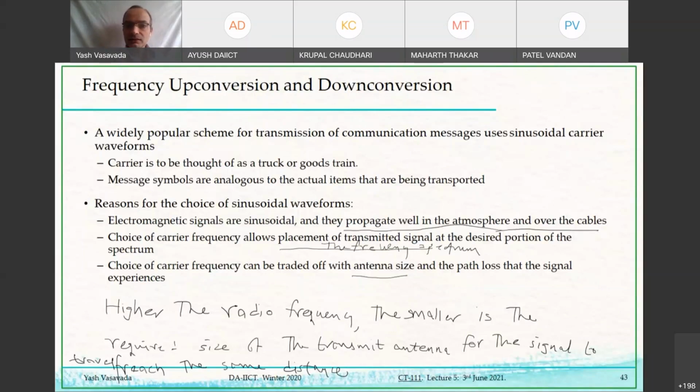You can take this modulated symbol spectrum and you can slide it in a very nice manner. And that allows what is known as frequency division multiplexing, FDM, arrangement of signals from different users. So these are some of the reasons why the sinusoidal waveforms, the electromagnetic waveforms, are the preferred choices for modulation.